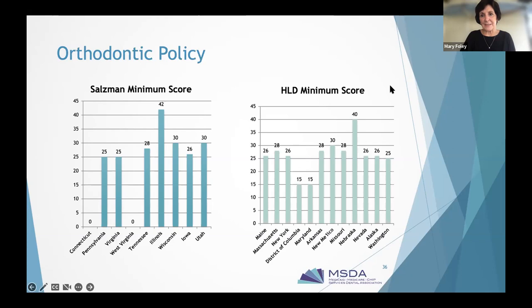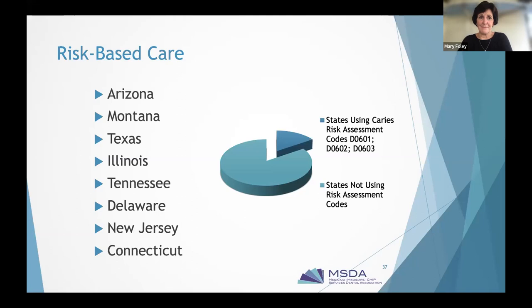Risk-based care, again, going back to the time, we looked at the number of states using Caries risk assessment. At the time, there were very few using it. States are still not really using those risk assessments. Some states are, and they're paying just a minimal amount. I know that Oklahoma implemented the three risk-based codes, and they only paid $3, but guess what? All the providers were using it. So if we really want to promote it, then we have to make sure that we reimburse at some level.